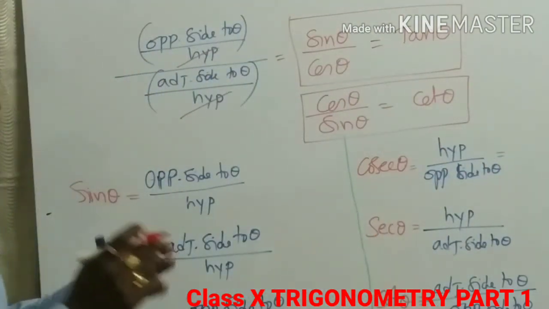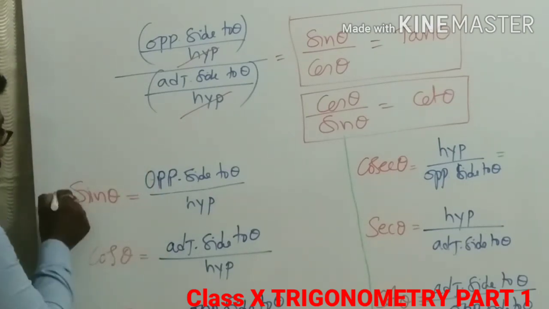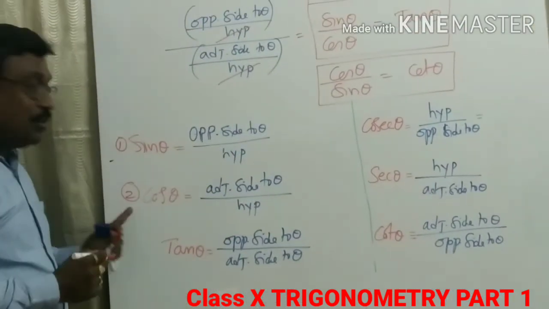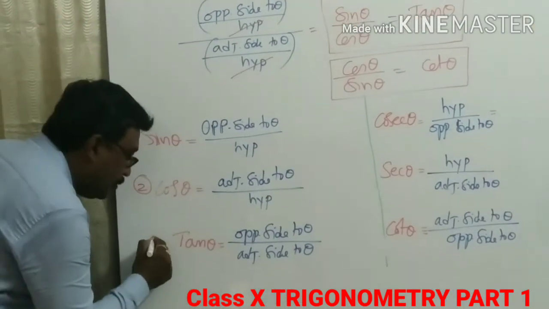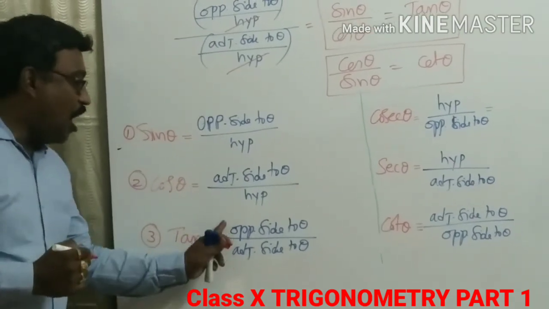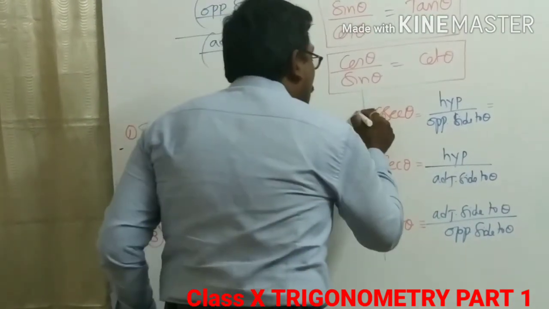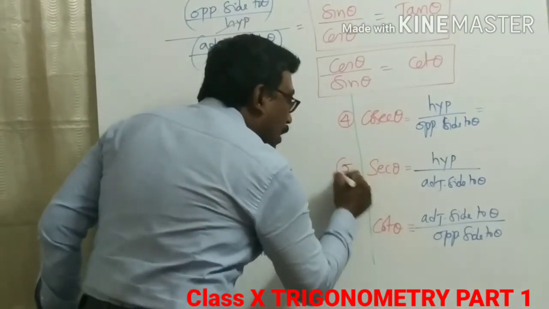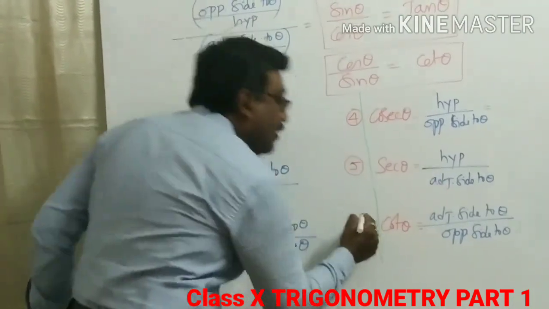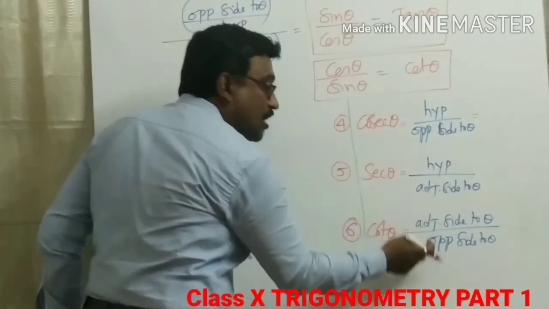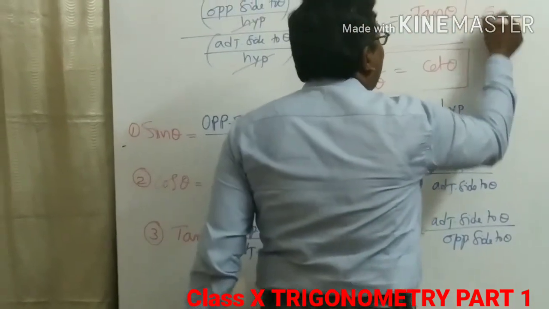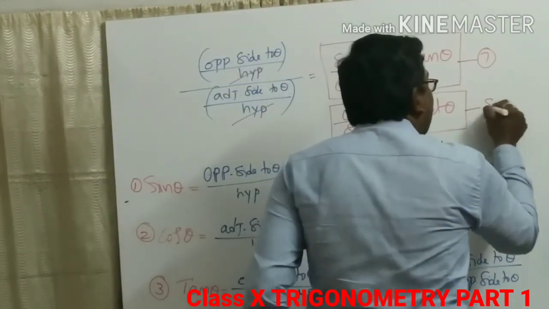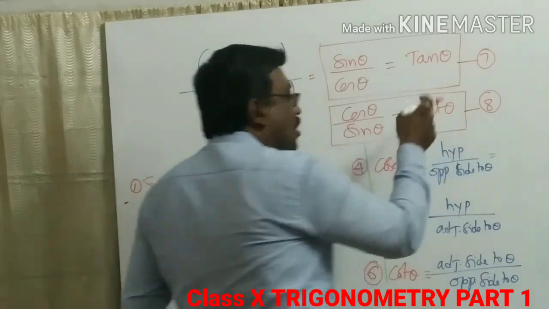So in total, now you learned 8 formulas. First one, sine theta, opposite by hypotenuse. Second, cos theta, adjacent by hypotenuse. Third, tan theta, opposite by adjacent. Fourth, cosecant theta, hypotenuse by opposite. Fifth, secant, hypotenuse by adjacent. Sixth, cot, adjacent by opposite. Seventh, sine by cos is tan. Eighth, cos by sine is cot.